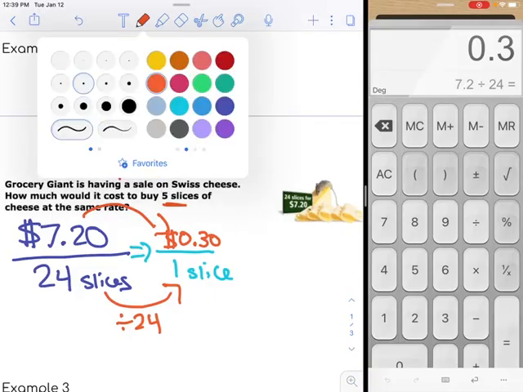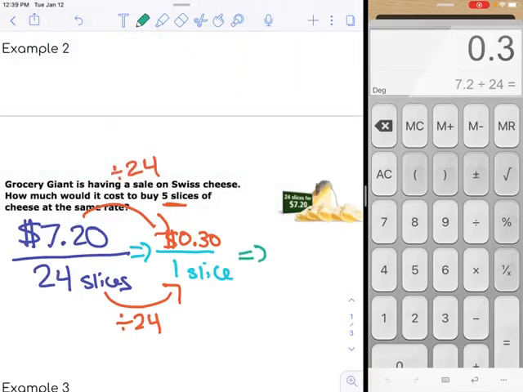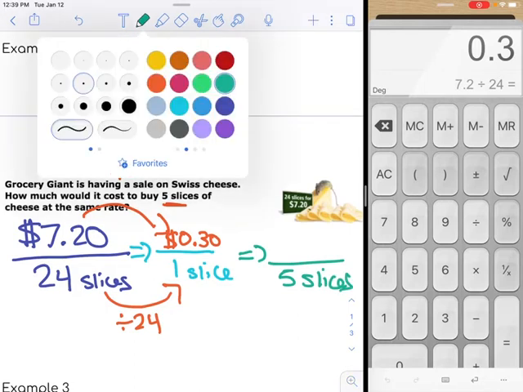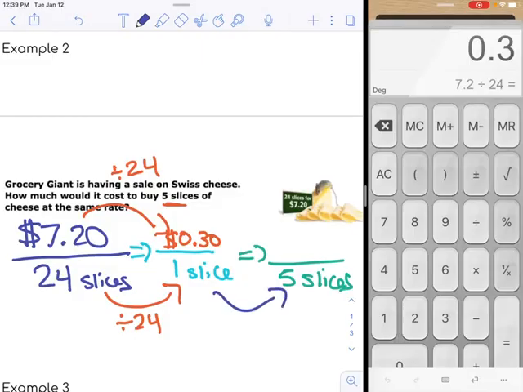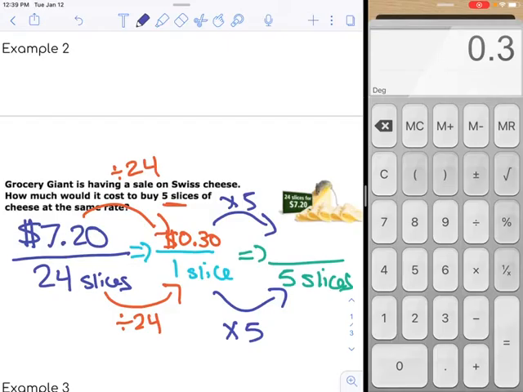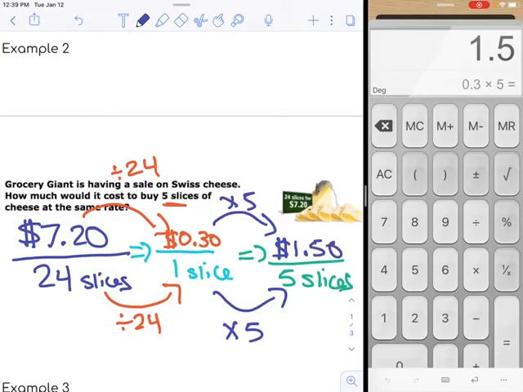But now it's asking, what if you have 5 slices? So now instead of 1 slice, I have 5 slices. How are we getting from 1 slice to 5? I'm multiplying by 5. Whatever we do to the bottom, we need to do to the top. So I'm going to do 0.30 times 5, and that would equal $1.50. So for 5 slices of cheese, we have $1.50.